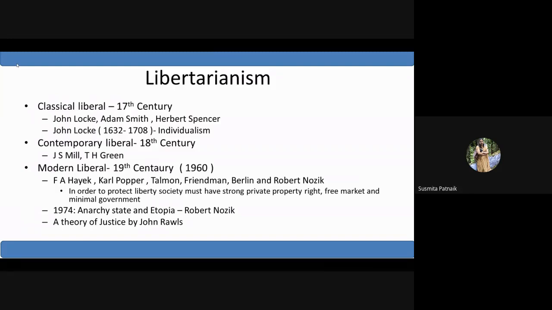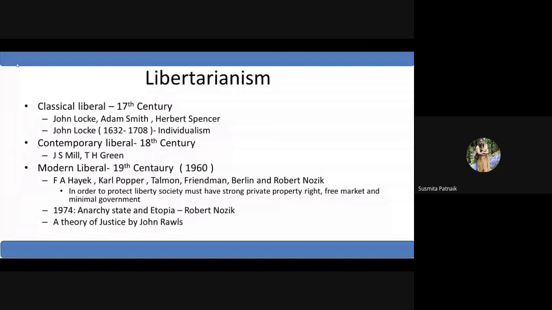But in the contemporary libertarian regime, the main thing is the market economy. The motto of the libertarian regime is the market economy. Whether the state should control the market or shouldn't control the market. Whether the state should levy tax or shouldn't. So this is the main priority.